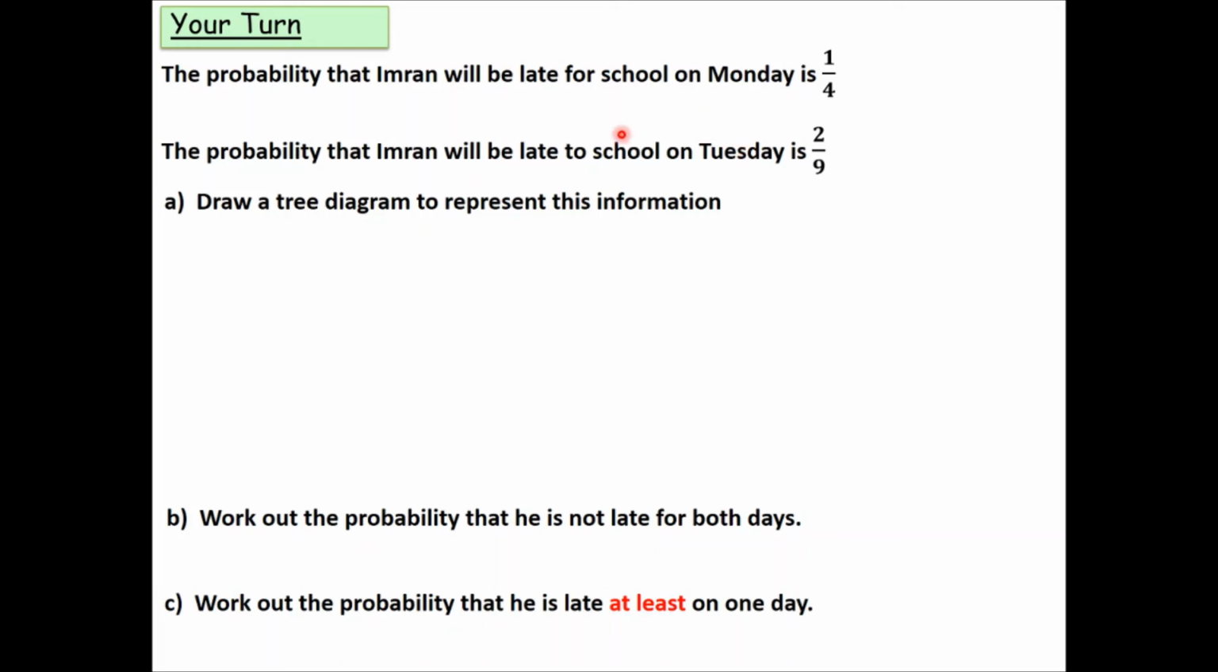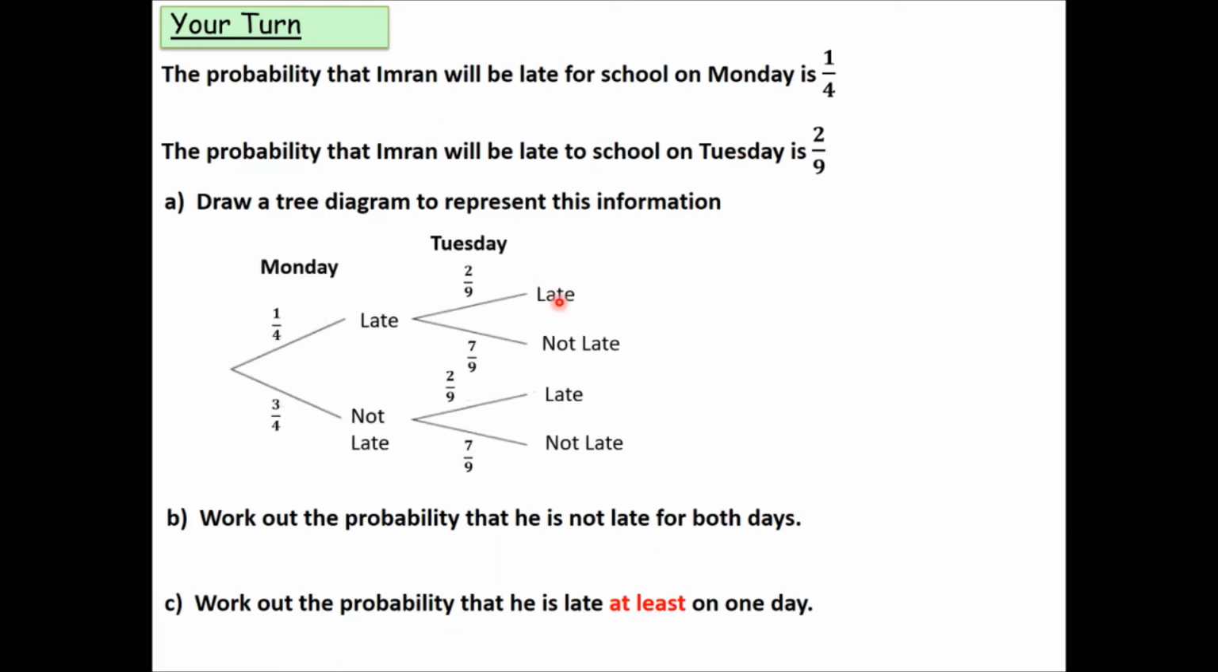So for this question, what you should end up with is your tree diagram looks something like this, for him being late and not late, and with the probabilities on each of the branches. And I can work out each of the probabilities, so being late on Monday and late on Tuesday, late on Monday and not late on Tuesday, and so on. So I'll work out the 4 probabilities there.